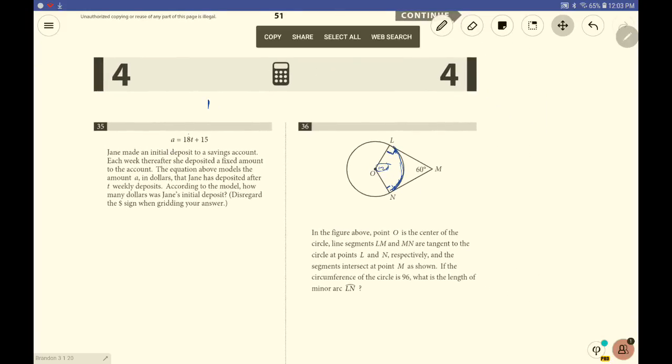Number 36, the key to number 36 is that each of these angles must be right angles. That's a geometry thing. You don't need to prove it, just need to know it. Therefore, the central angle at O must be 120, which is 1/3 of the circle. So that arc length from L to N must be 1/3 of the whole circumference.